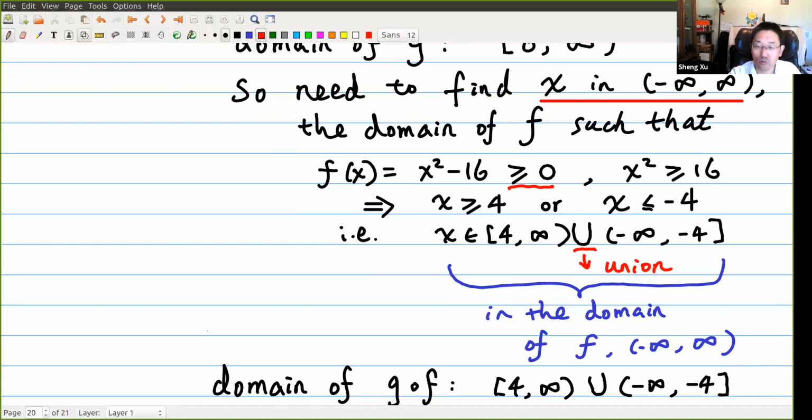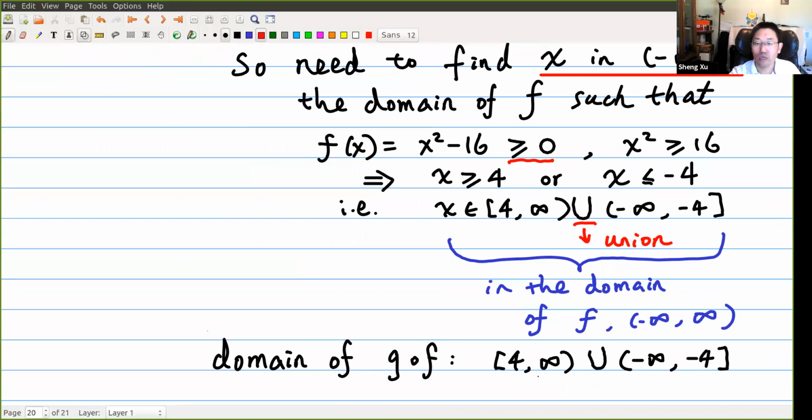And this domain is inside the domain of f, right? f can take anything. So the domain of g composite of f is x greater or equal to four, or less or equal to negative four, which can be written in this manner: four to positive infinity, or negative infinity to negative four, and the union of that. That's the domain.